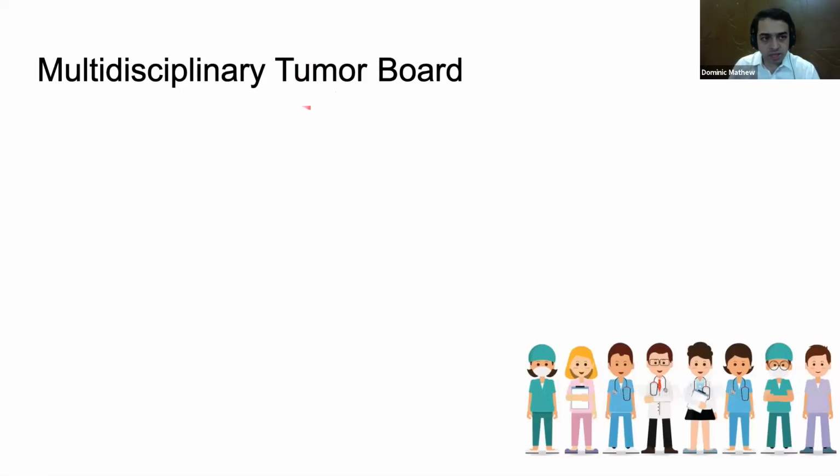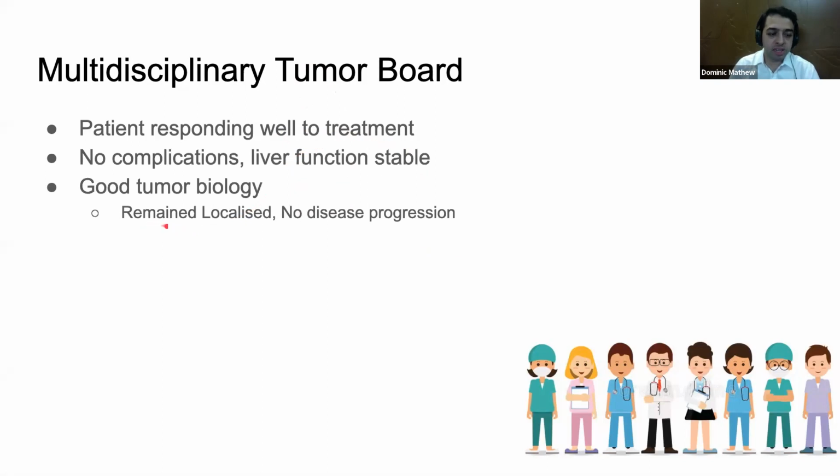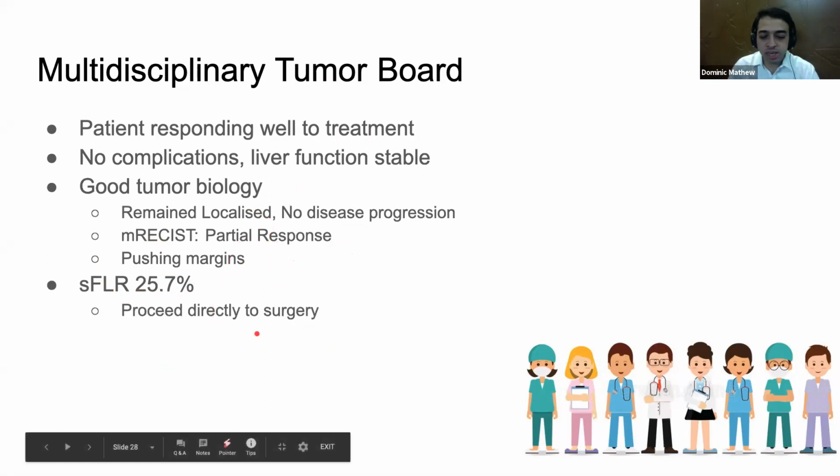So the case was again discussed in a multidisciplinary tumor board. The patient was responding well to treatment. There were no complications. Liver function was stable. There was good tumor biology, evidenced by the fact that it had remained localized. There was no disease progression. The mRECIST criteria showed at least a partial response, and the margins were pushing. And now we had a standardized FLR of 25.7%. So here the question that was raised is, should we proceed directly to surgery at this point?